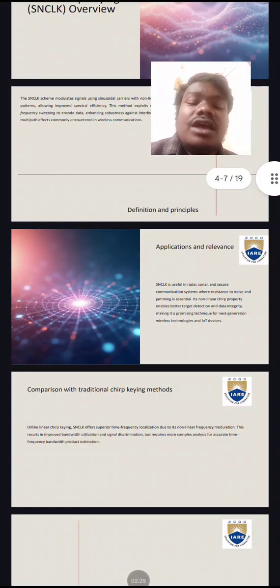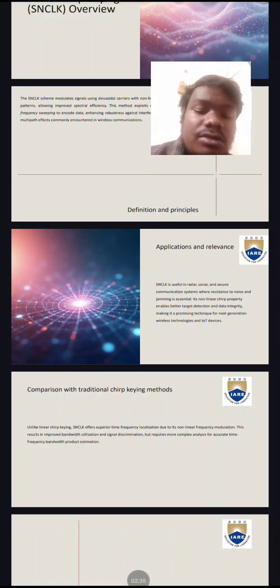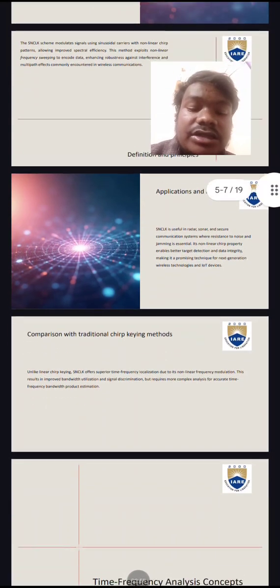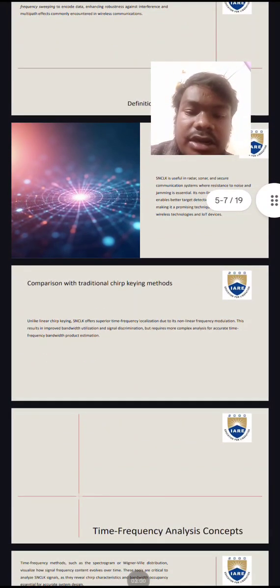Definition and principles, applications and relevance. SNCLK is useful in radar, sonar and secure communication systems where resistance to noise and jamming is essential. Its non-linear chirp probably enables better target detection and data integrity, making it a promising technique for next generation wireless technologies and IoT devices.